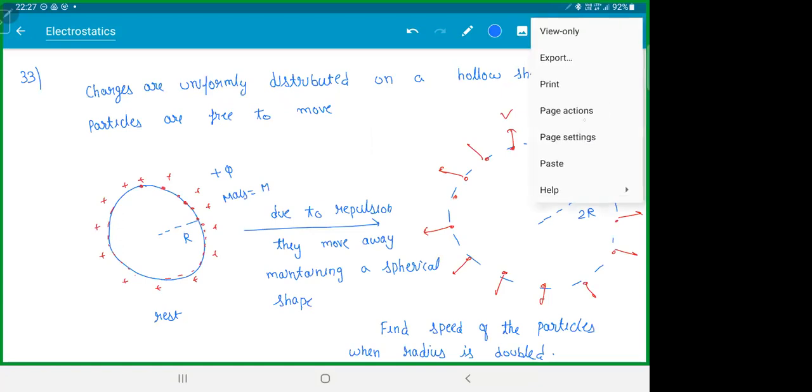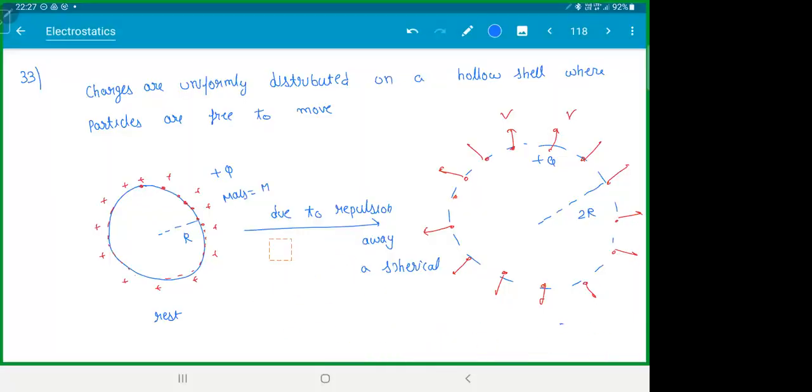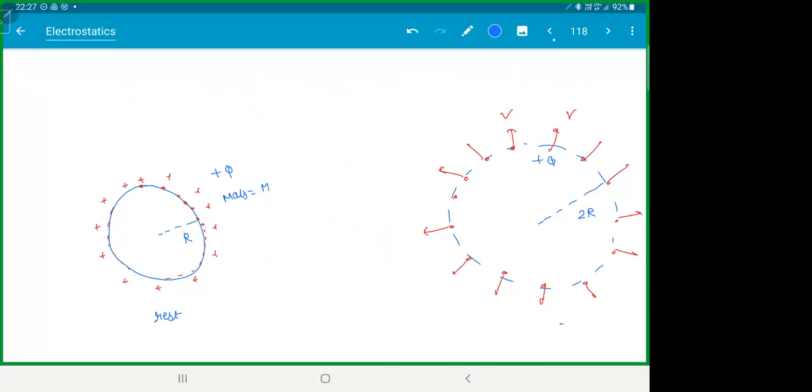See. So this is state 1. This is state 2. Potential energy is the self energy, KQ square by 2R. Kinetic energy 0. State 2. Potential energy, charge is same, KQ square by 2 times radius. Kinetic energy half mv square. Easy.